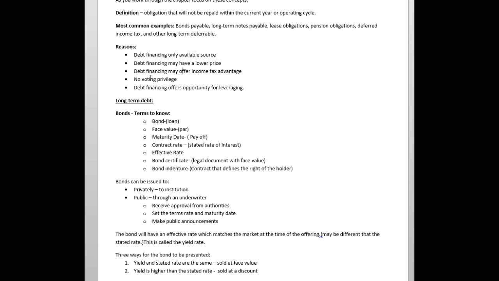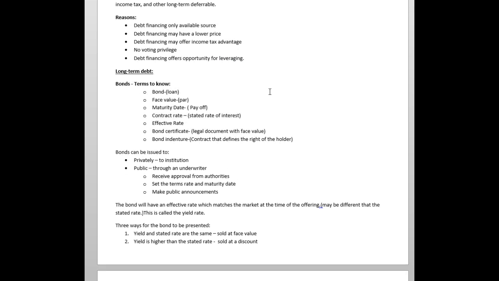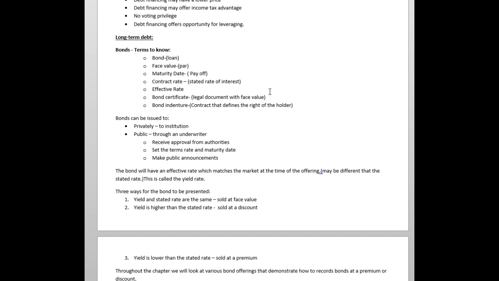When you do a long-term liability or a bond, they don't have voting rights, so you're not diluting your ability to maintain control of your company. And finally, it might offer opportunities for leverage, such as if you have a lot of equity built up into a building, you don't want to sell that building, you may use it for collateral to leverage up to create something else within your company. So those are the reasons.